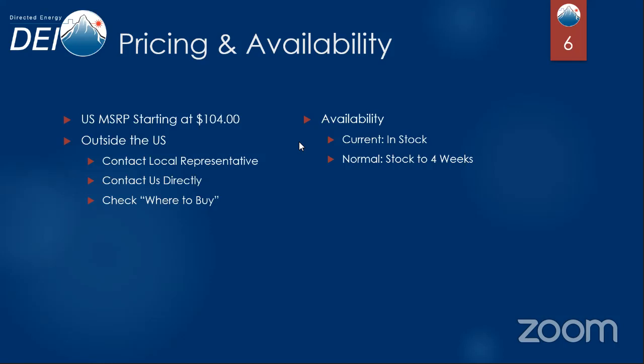We'll go back and we'll talk a little bit about pricing and availability now. So the manufacturer's suggested retail price is $104 in the United States in single piece quantities. Outside the United States, please contact your local representative. You can find your local rep up in the Where to Buy menu item in the toolbar of the website. Go ahead and click that. You'll find a list of countries with contact information for representatives in those countries. If you don't find your country listed, please contact us directly, and we'll either put you in touch with the right person or we'll work with you directly, and we can do that as well.